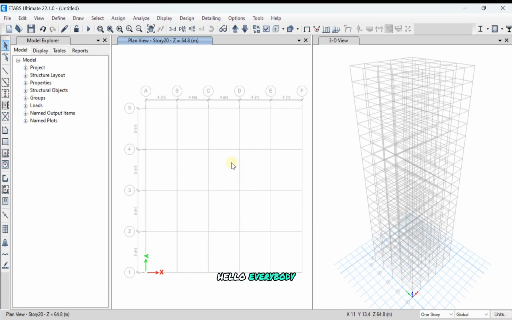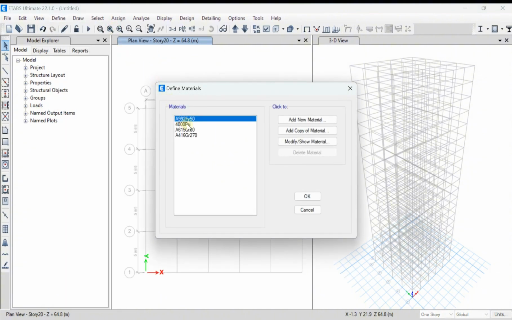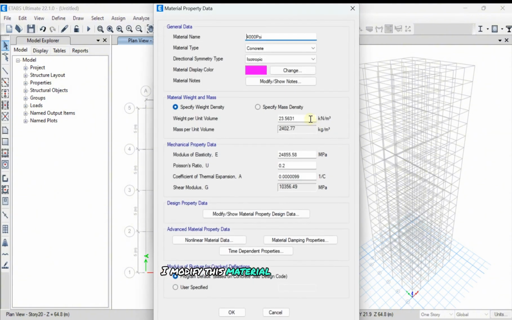Hello everybody. Today I will show you how to define material property in Etabs. First, we go to define material property, and there are four common types of material that are used in the United States region. The second one is 4000 psi. I modify this material and change the name to 28 megapascal.